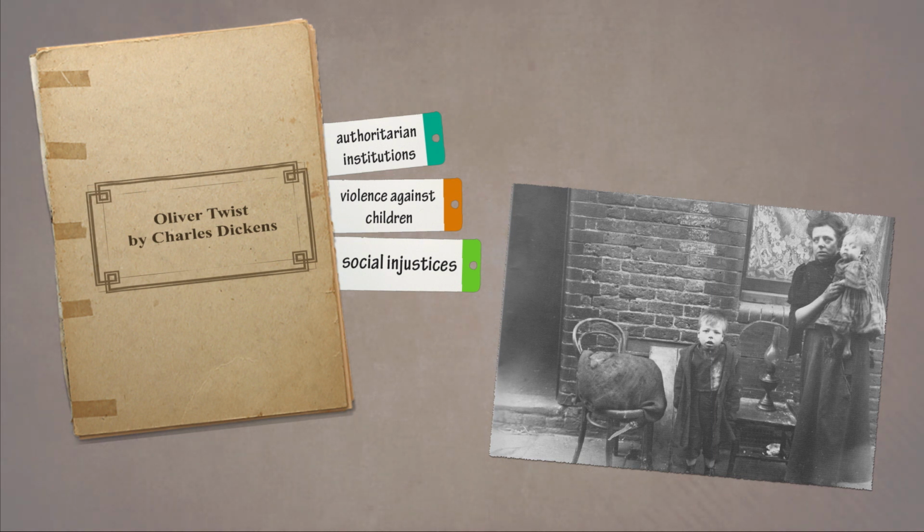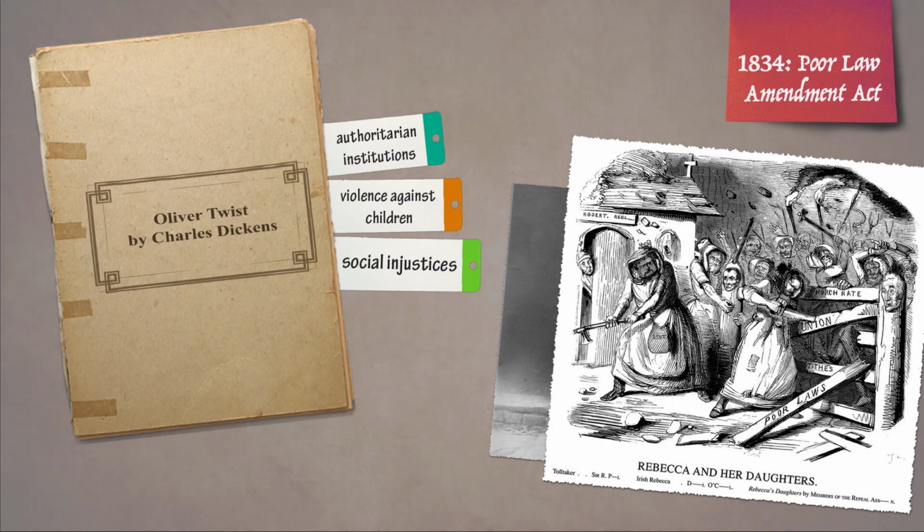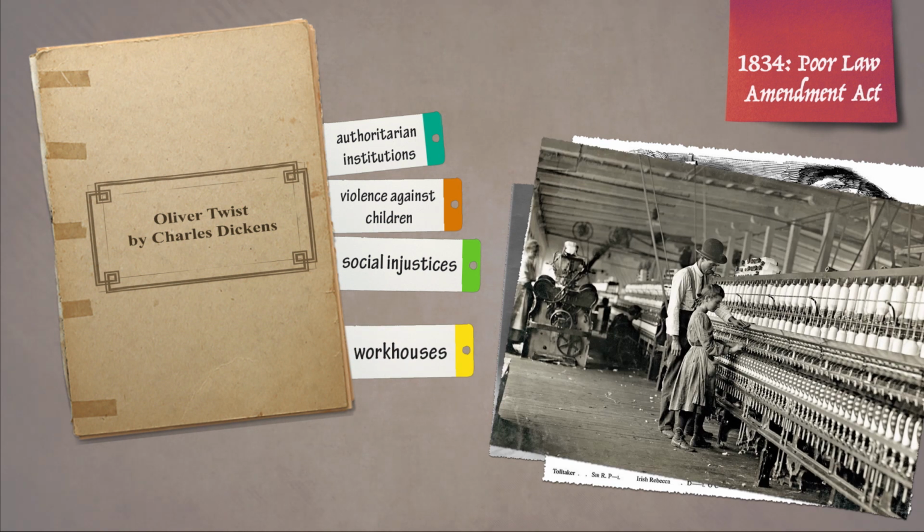The novel can be interpreted as a criticism of the Poor Law Amendment Act of 1834 that wanted to lift the municipal districts from the burden of taking care of the poor, transferring them into structures similar to factories, workhouses, in which even children of the same age as Oliver were required to work.